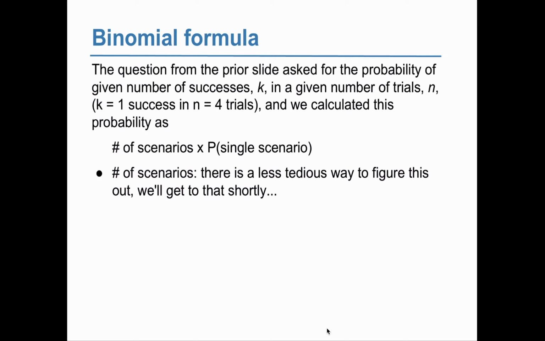For the number of scenarios, there is a less tedious way to figure this out. The number of ways that you can choose one person out of 4 is pretty easy. The number of ways that you can choose 6 people out of 20 is a lot more complicated, and we don't want to have to list out all of those combinations.